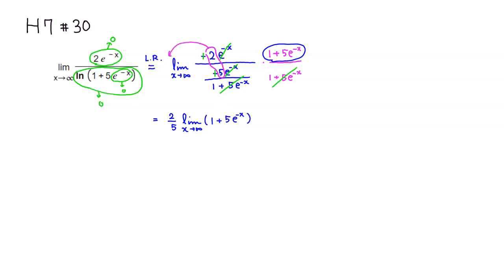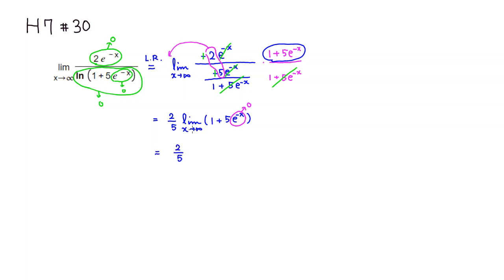Then as x approaches infinity, you can see that this guy, e to the negative infinity, is going to approach 0. So it's going to be 1 plus 5 times 0, so 1, and with the 2/5 outside, the limit is going to be 2/5.